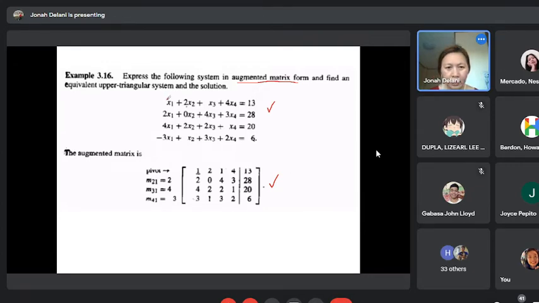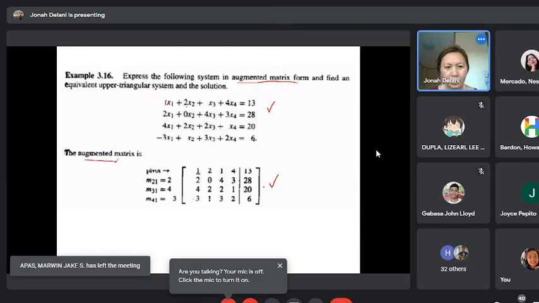Na kani siya 1, 2, 1, 4, 13. So 1, 2, 1, 4, 13. Then 2, 0, 4, 3, 28. Muna sa sunod. I hope everyone follows. There. So this is called the augmented matrix.